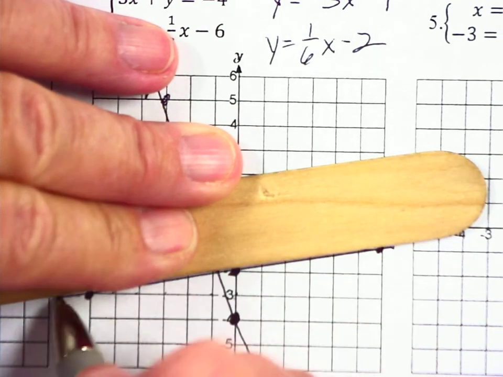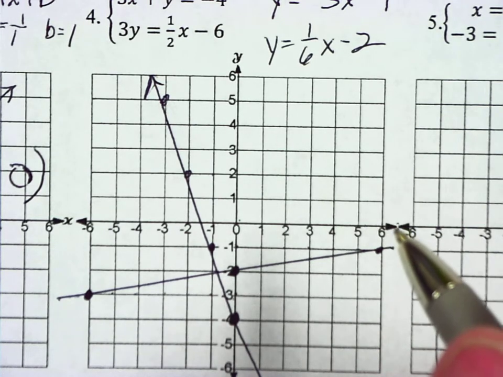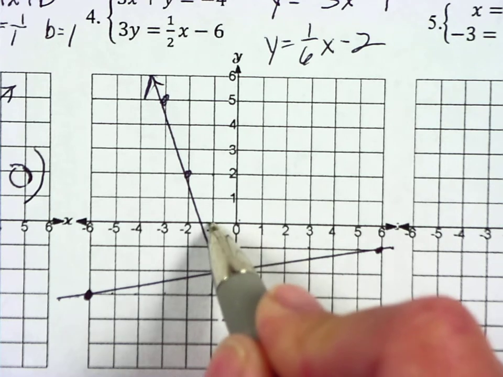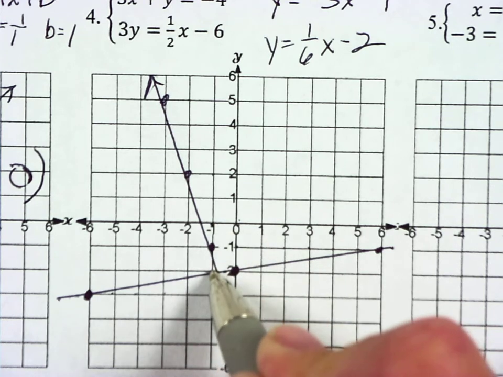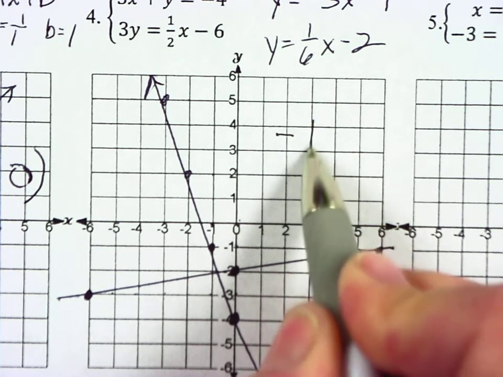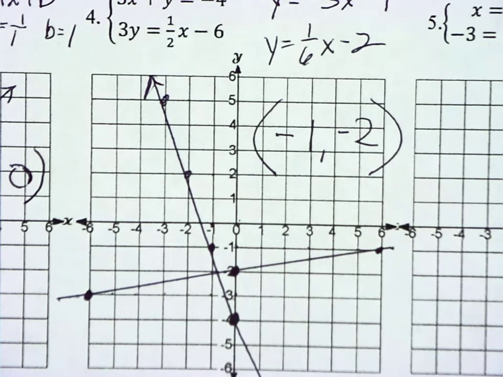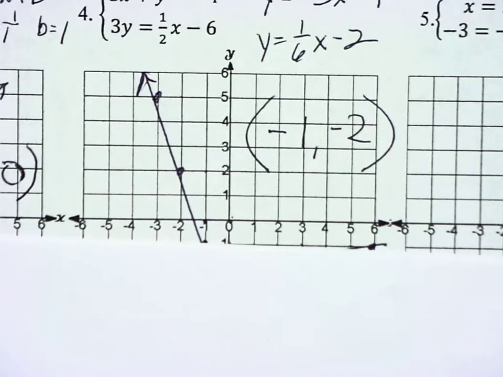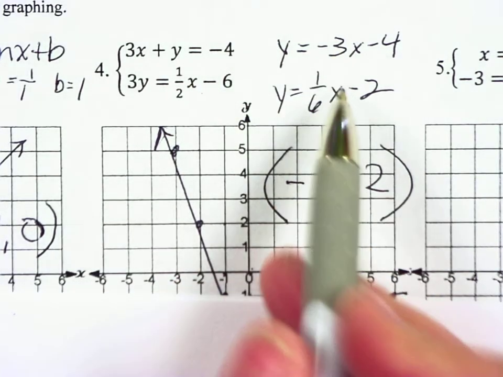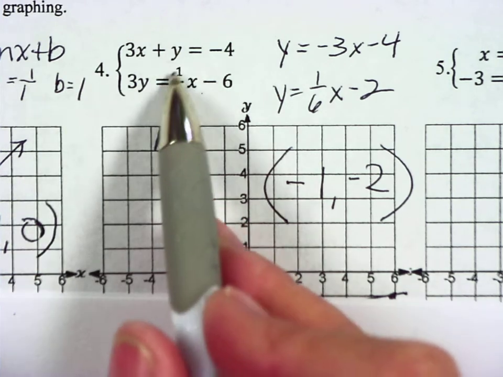And when I do this, it looks like my point of intersection is really close to -1, -2. It doesn't look exact. Let's try -1, -2 just for kicks and see what happens. So now I can plug it back into these equations or these equations. It doesn't really matter. I think I'm going to go with these equations just for fun.